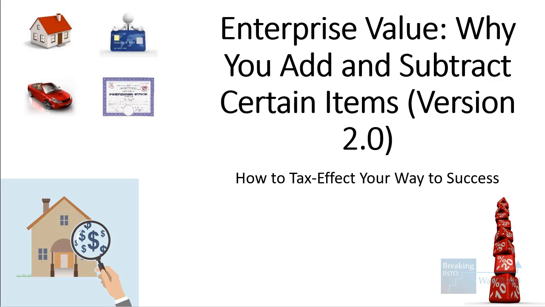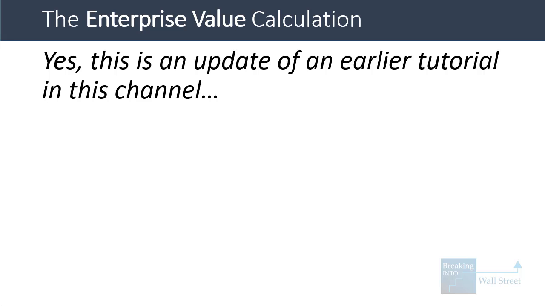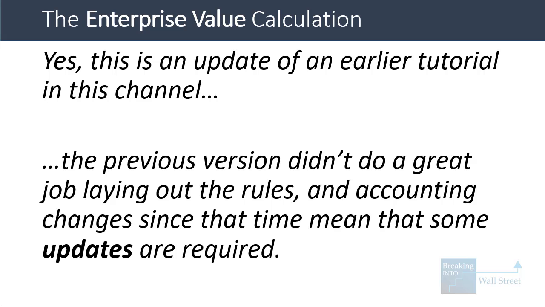This time around, we're going to be discussing enterprise value and why you add and subtract certain items when calculating it. Now, like a lot of other tutorials in this channel, this one is actually an update of an earlier tutorial that we published. I felt the previous version didn't do a great job of laying out the rules and explanations for different line items. Also, some accounting changes since that time mean that some updates are required to those rules.